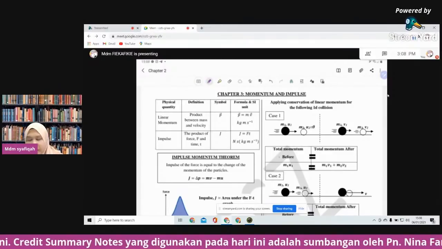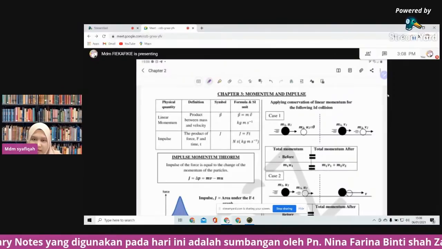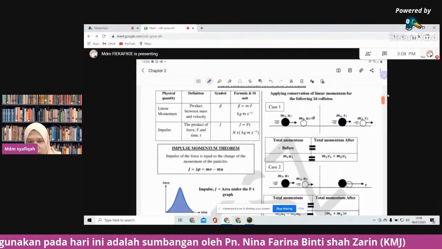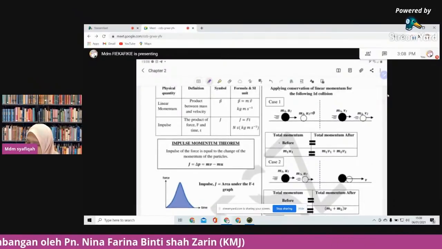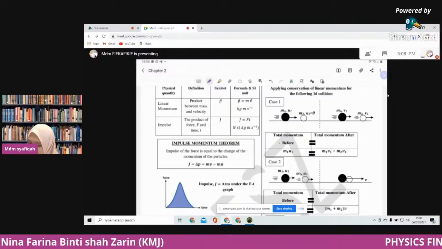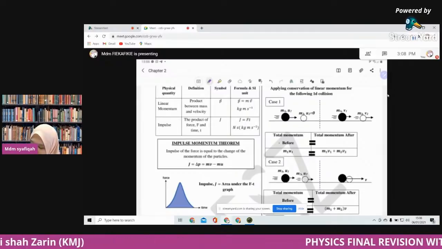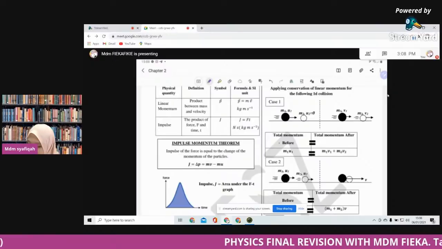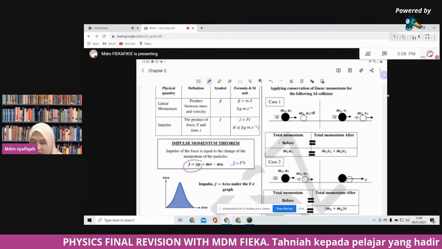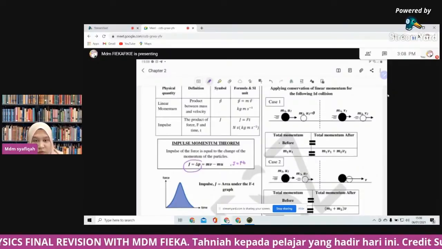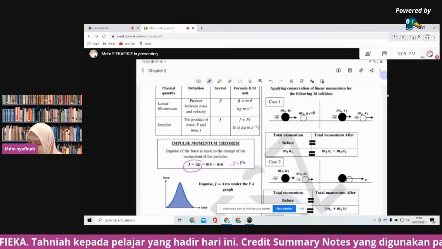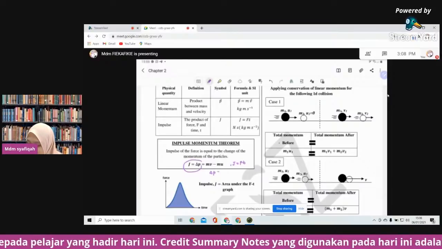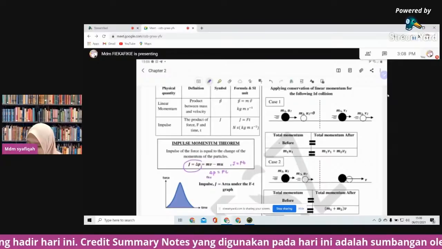So linear momentum. P is the product of mass and velocity. Ini semua awak dah tahu. Okay, impulse momentum theorem. This one, impulse is equal to the change of momentum here. Alright, and impulse also equal to Ft. Impulse is equal to the change of momentum. Impulse is also equal to Ft. And then, delta P is equal to Ft. Kita boleh tulis macam ni.